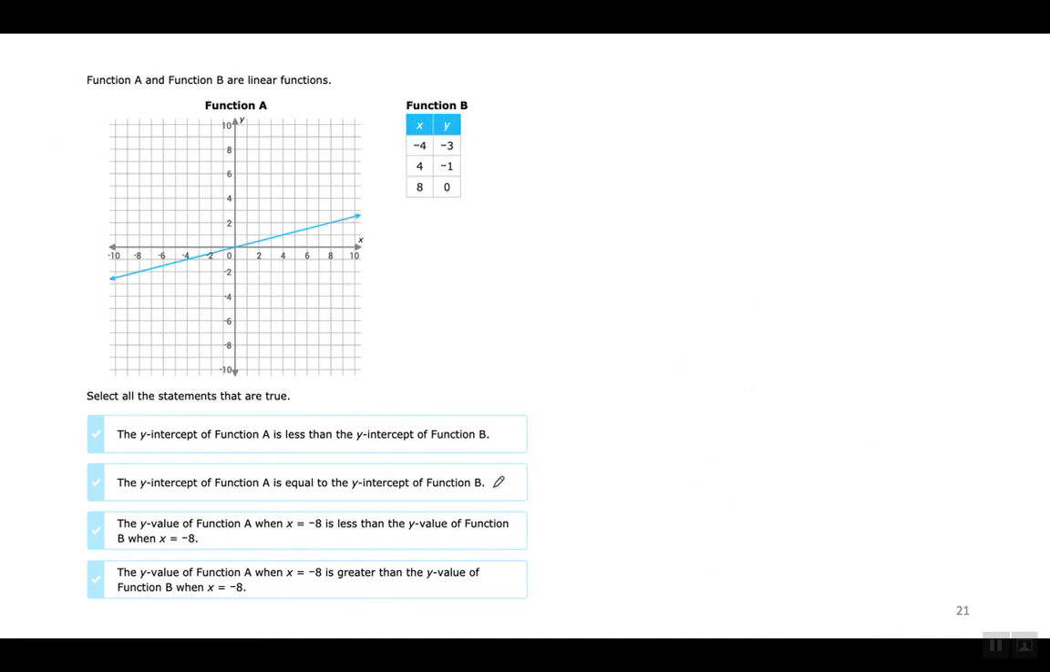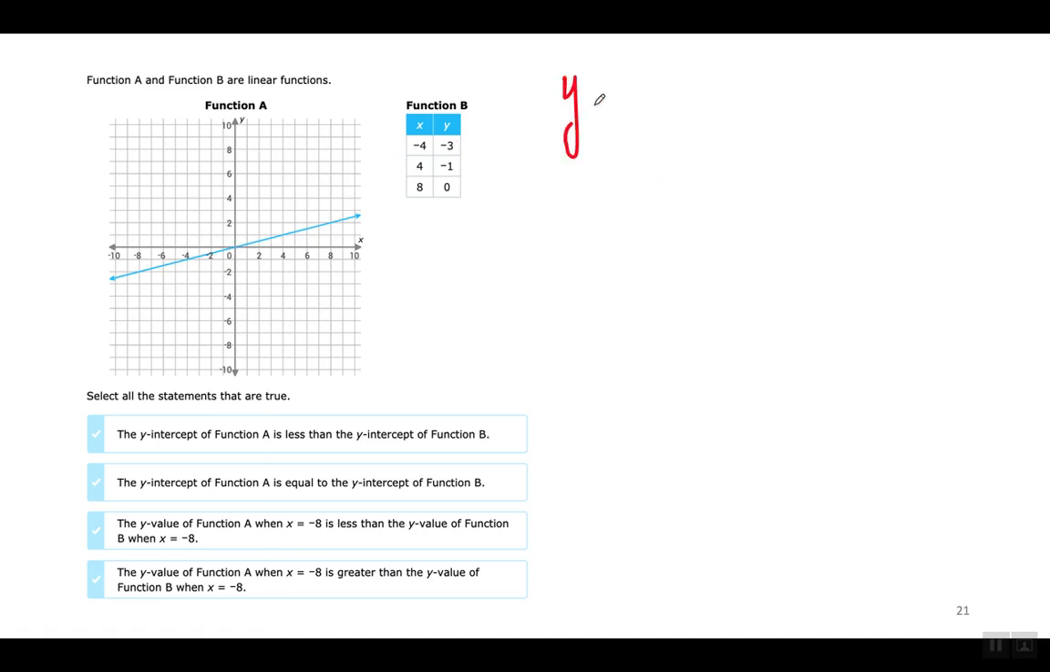Okay, so the y-intercept of function a is 0. El y-intercept de función a es 0. And for function b, I gotta work it out. So in function b, the slope is going to be 2 over 8, which when you simplify that is going to be 1 over 4. Ok, así que el slope de función B sería 1 sobre 4.